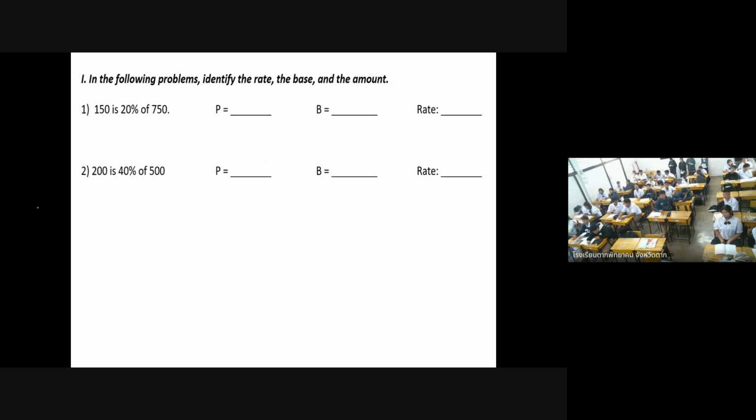So we have here 150 is 20% of 750. Can you tell me, given number one, 150 is 20% of 750, which number is the base? The answer is 750.